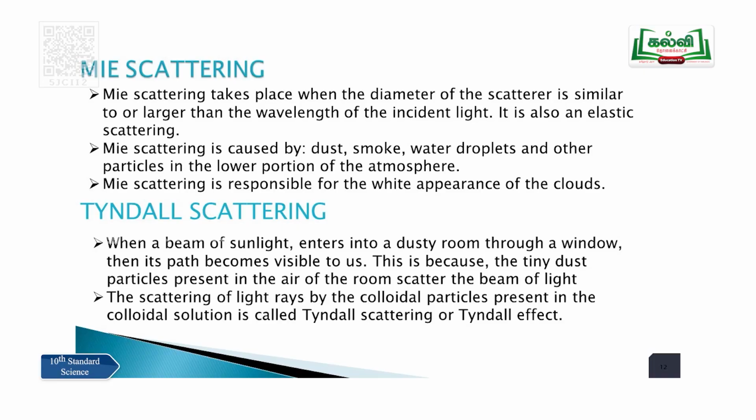Mie scattering takes place when the diameter of the scatterer, what is a scatterer? You know, the particles, the atoms and molecules. The diameter of the scatterer is similar to or larger than the wavelength of the incident light. It is an elastic scattering. Mie scattering is caused by dust, smoke, water droplets and other particles in the lower portion of the atmosphere.